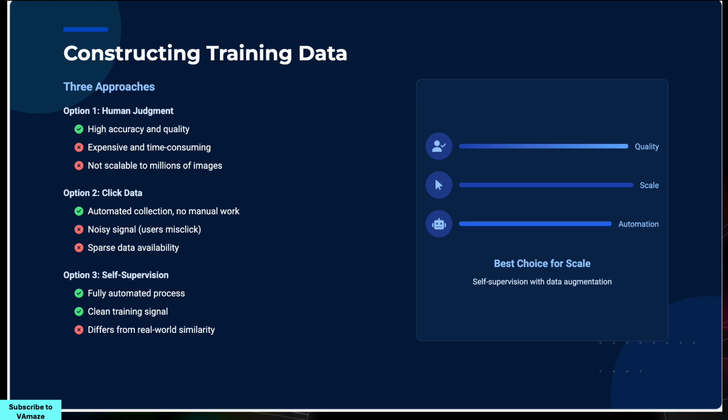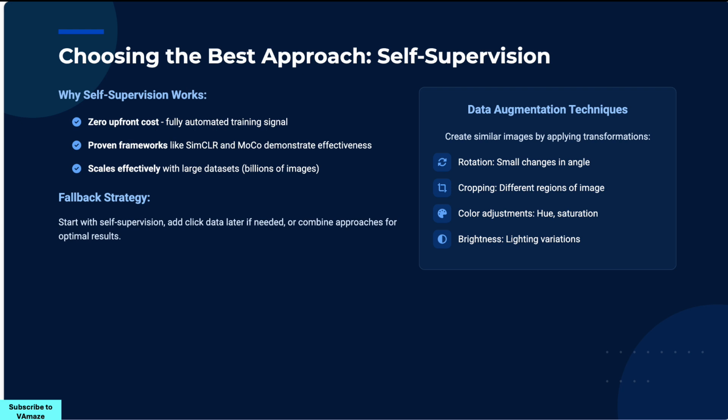Option 3, and this is what we'll recommend, is self-supervision through data augmentation. We artificially create similar images by augmenting the query image, rotating it, cropping it, adjusting colors or brightness. The augmented image becomes our positive example. This approach is fully automated with zero upfront cost. It's not noisy like click data because an augmented image is genuinely similar to the original. Frameworks like SimCLR and MoCo have shown this works remarkably well with large datasets.